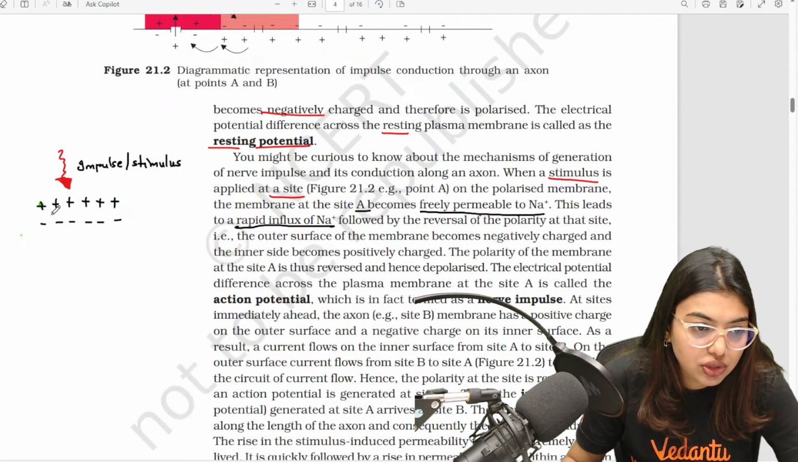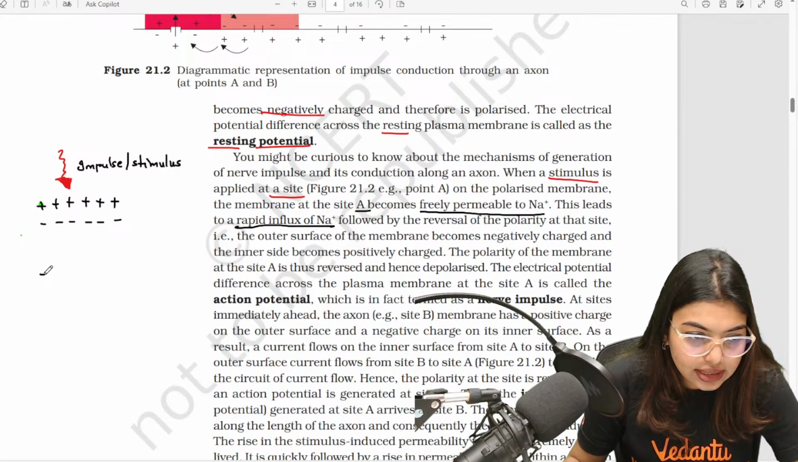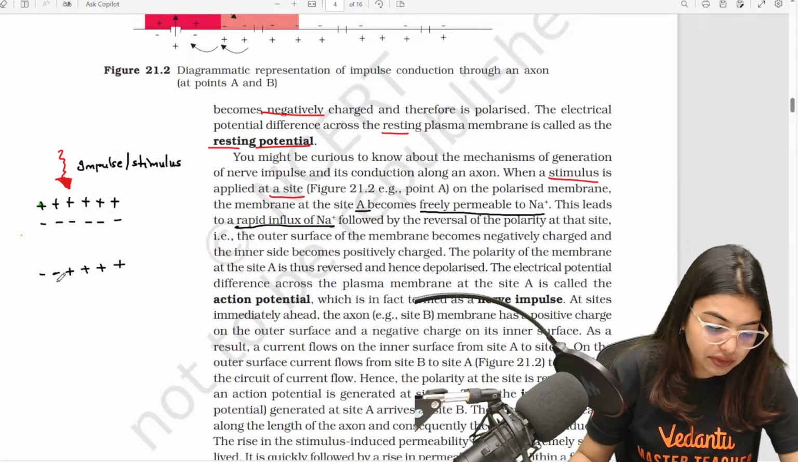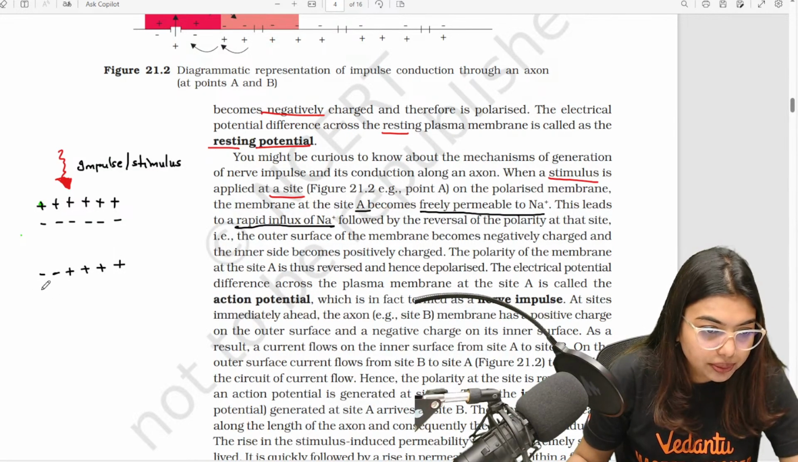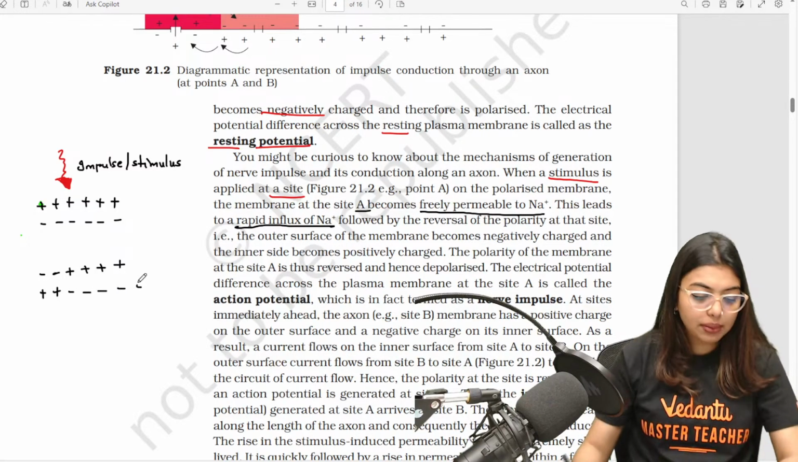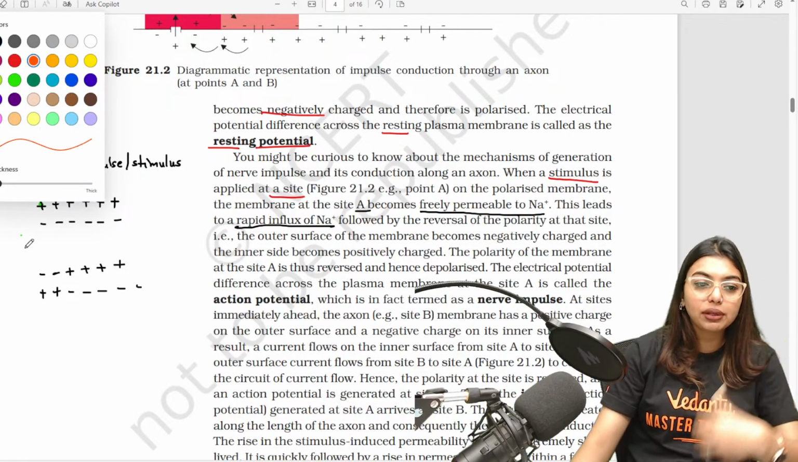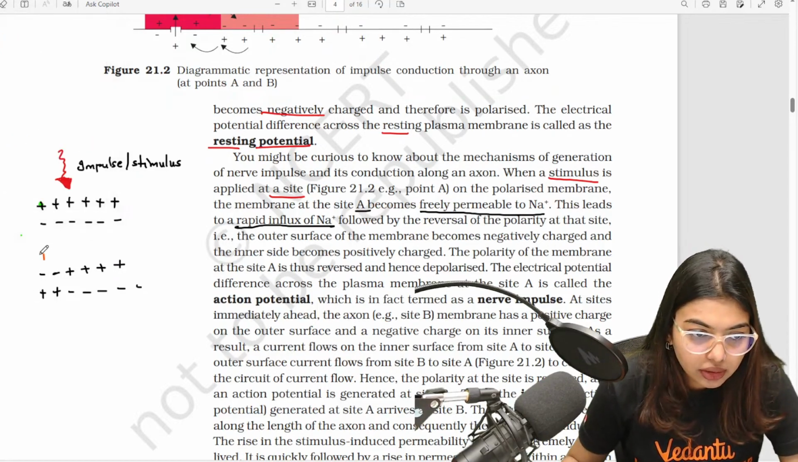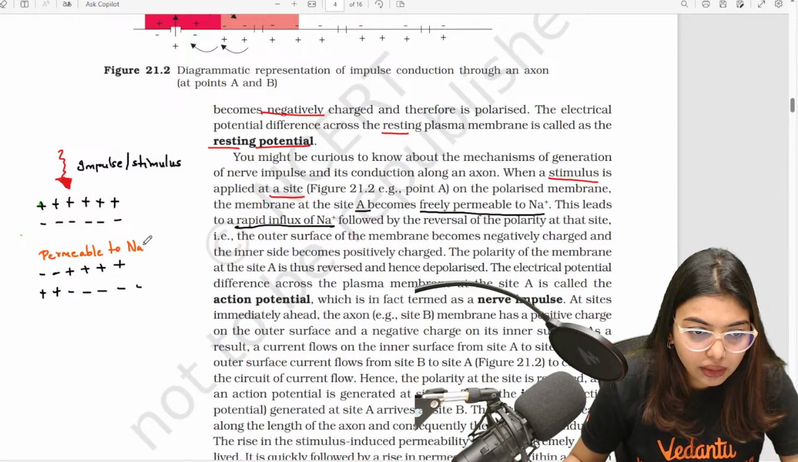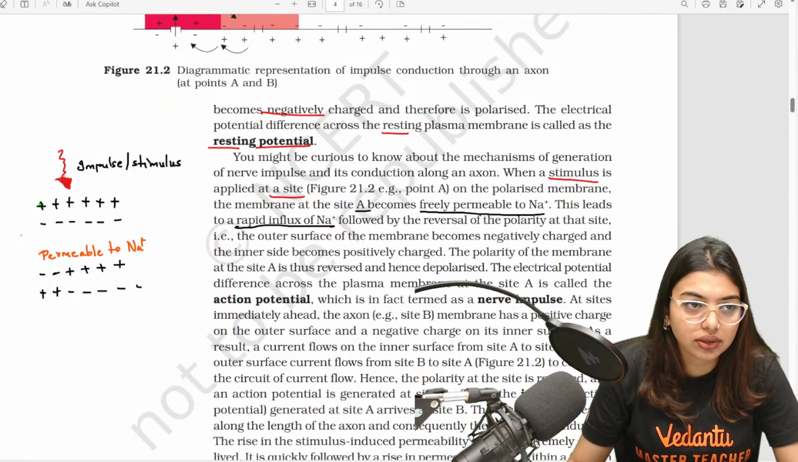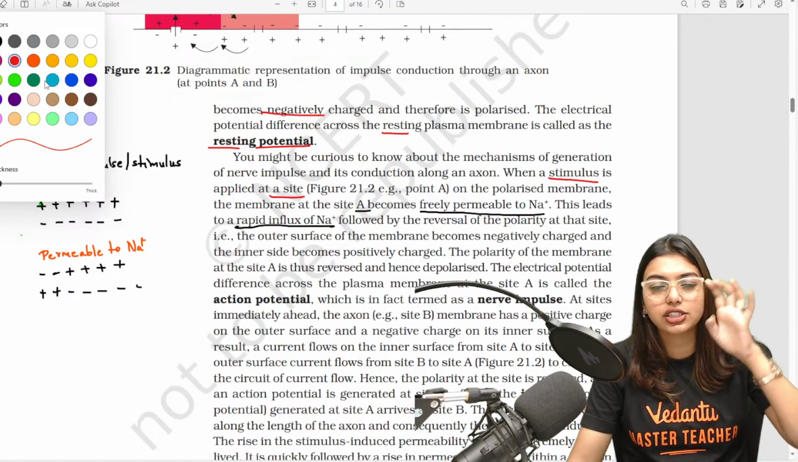So this leads to what, students? Next thing that you're going to see is outside it is going to be negative. Not fully, one by one, slowly it will change. And here it is going to be positive. Can you understand? Why? Because when an impulse comes, that portion is going to become permeable to sodium, and sodium will start going inside. It's very simple, just from a higher region to a lower region.